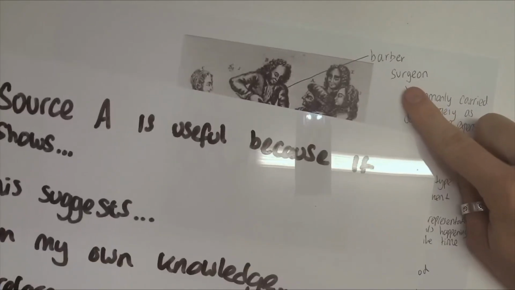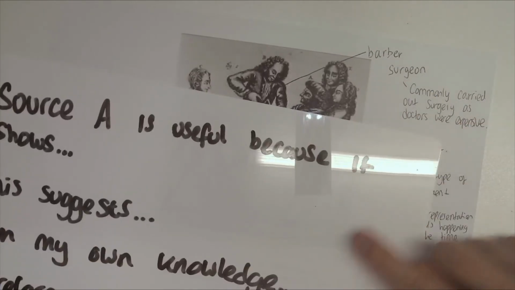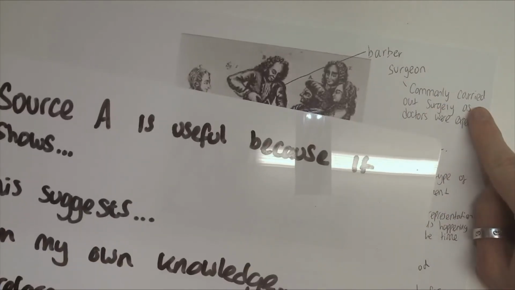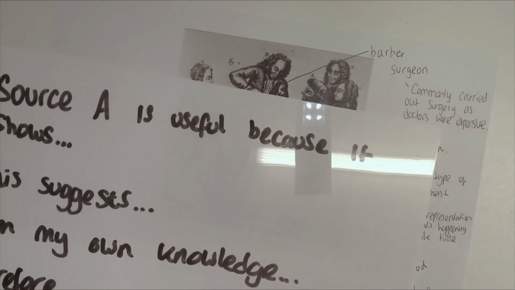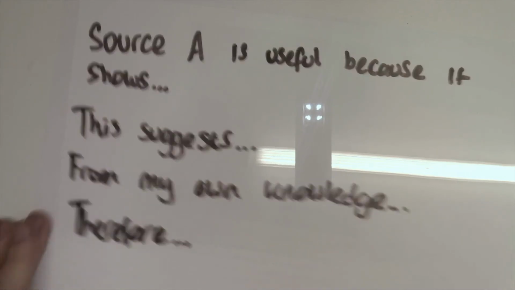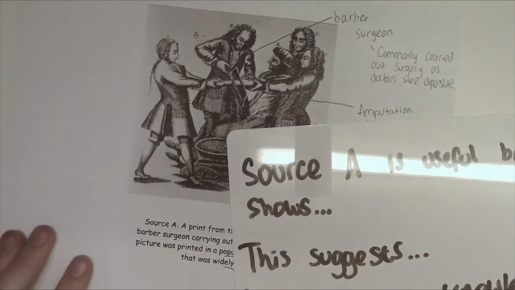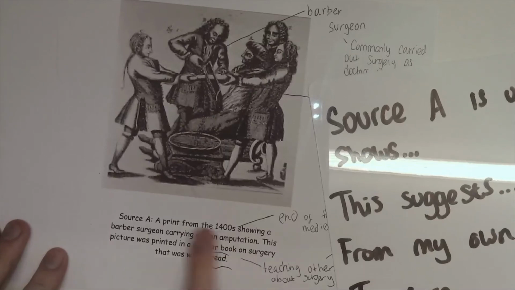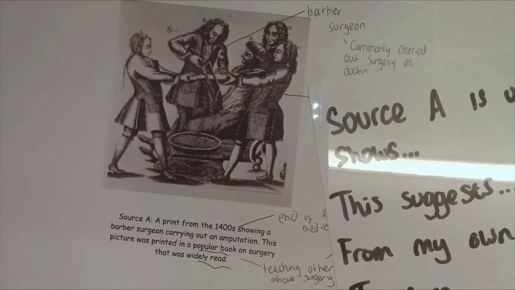So we can see barber surgeons, and we know from our own knowledge that barber surgeons commonly carried out surgery as doctors were too expensive at this time period. Therefore, your last sentence starter, you need to link it back to the question. So therefore, source A is useful to a historian. Remember, you need to write two PEEL paragraphs. Paragraph 1 is the content of the source, what can you see? Paragraph 2 is going to be about the provenance of the source, where it's from, what its purpose was.